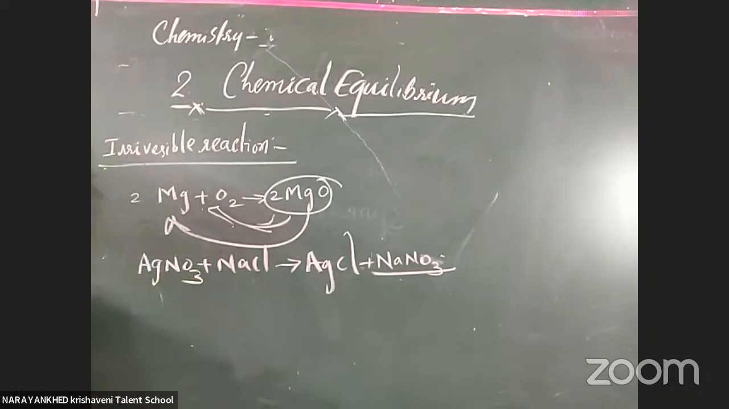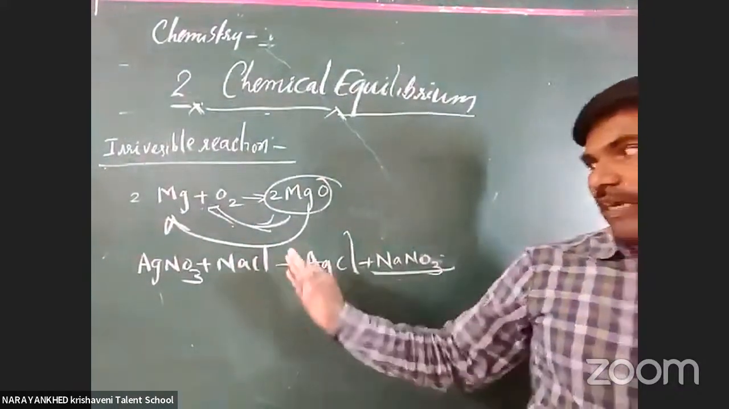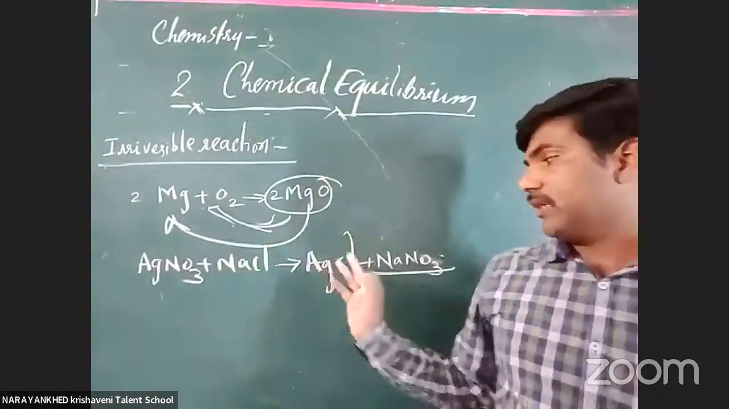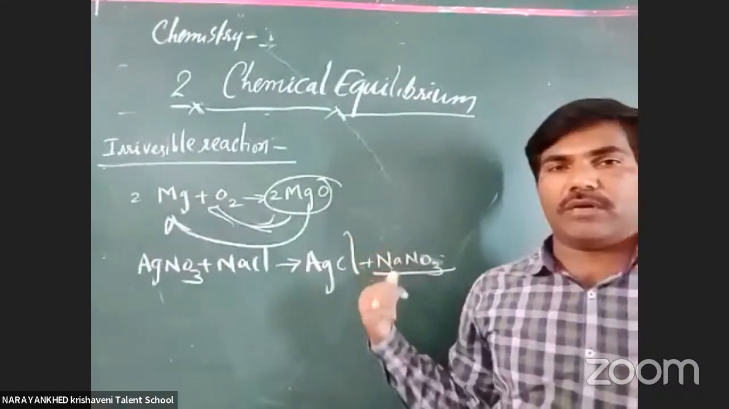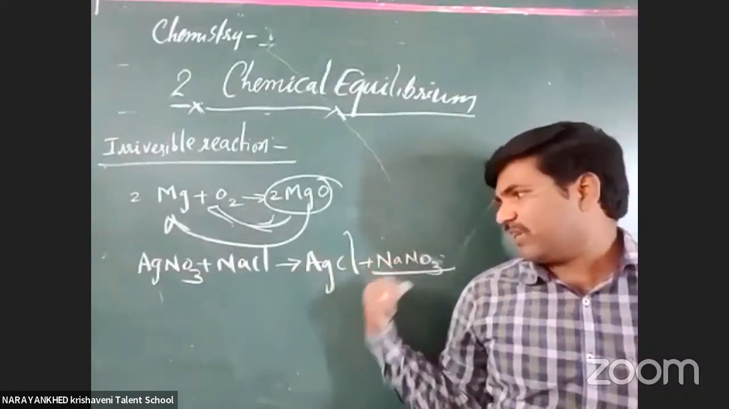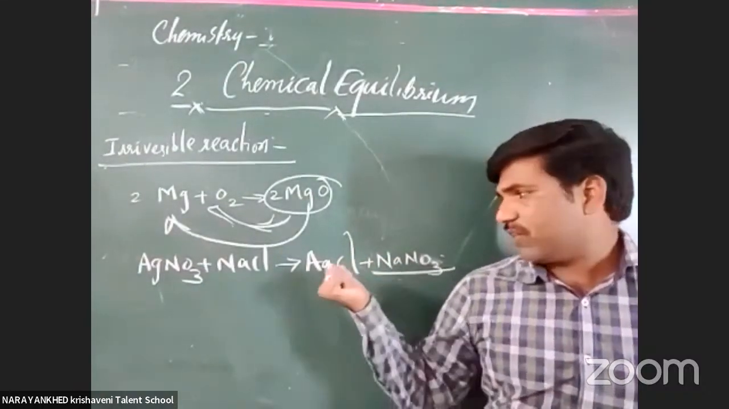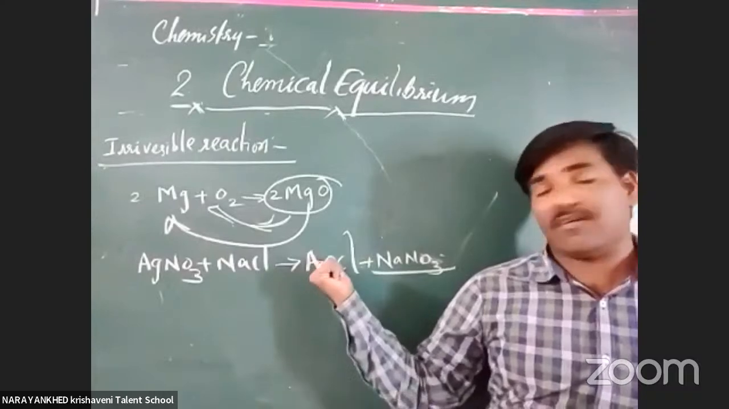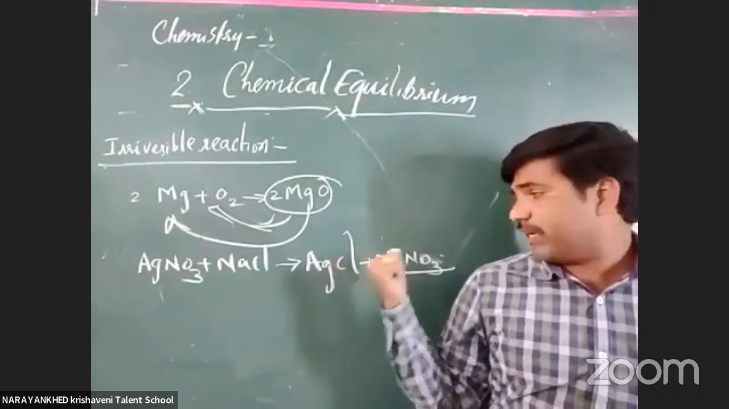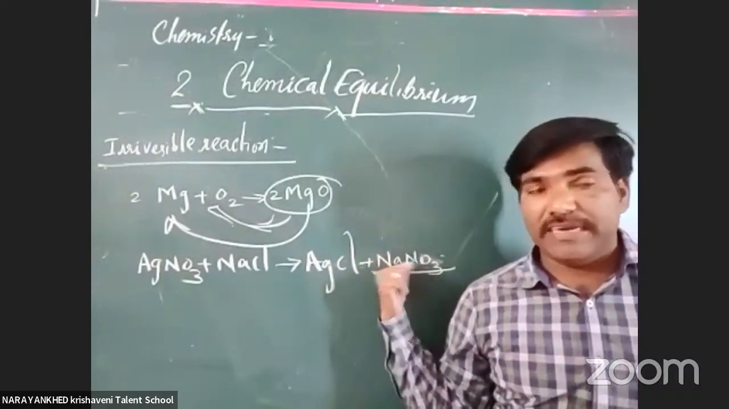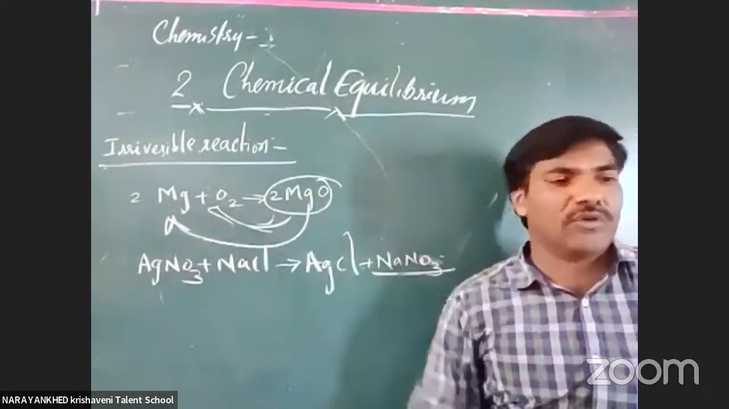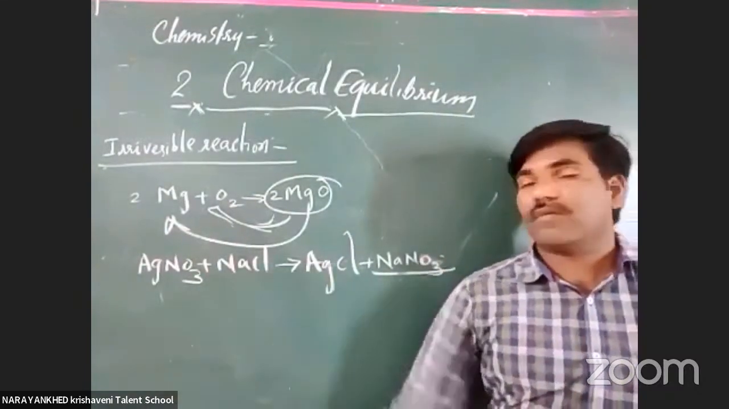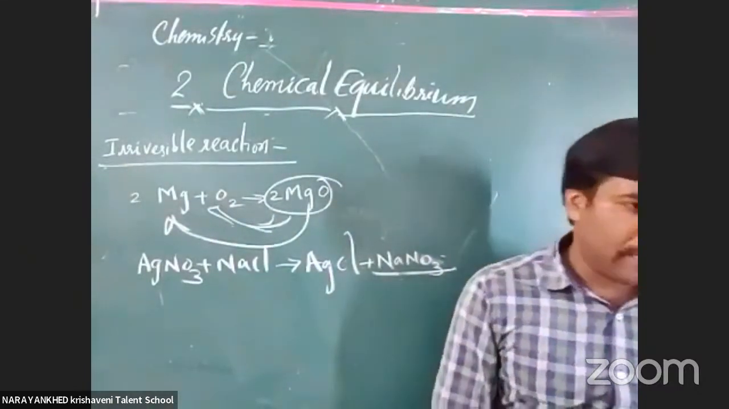Silver nitrate is combined with our salt, and it forms silver chloride and sodium nitrate. Again, silver chloride and sodium nitrate do not give silver nitrate and sodium chloride back. Yes, this is what is called an irreversible process.